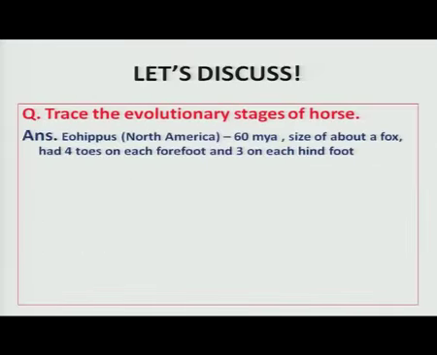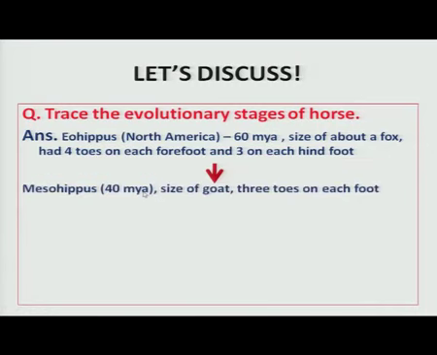Trace the evolutionary stage of an animal horse. We can briefly describe about the evolutionary stages of horses. Eohippus which was found in North America was 60 million years ago. It was the size of about a fox and had 4 toes. It was very small in size, the horse. Then came the Mesohippus which was about 40 million years ago. It was the size of a goat and had 3 toes on each feet.